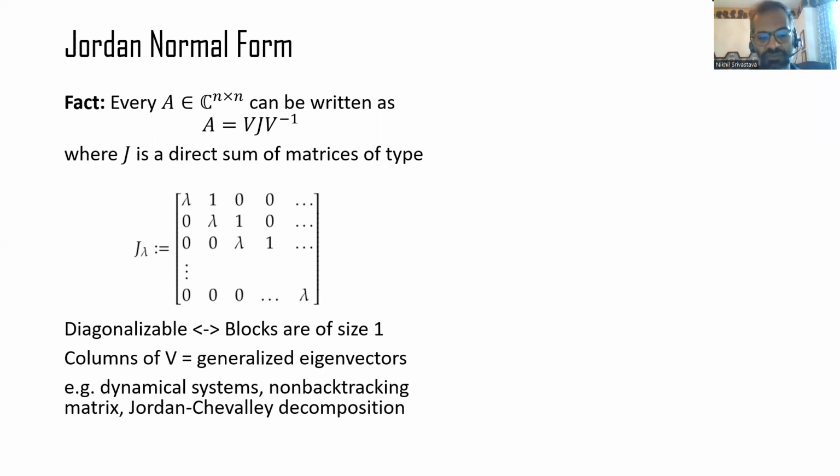And the columns of the similarity V that appear in the Jordan normal form are generalized eigenvectors of the matrix A. So this appears in many, many settings. For example, in applied math, it's relevant in dynamical systems. In theoretical computer science, it shows up when you're trying to study the non-backtracking matrix, which is how I learned about it. And in algebra, it shows up in lots of different ways. For example, the Jordan-Chevalley decomposition of an algebra. So that's a Jordan normal form.